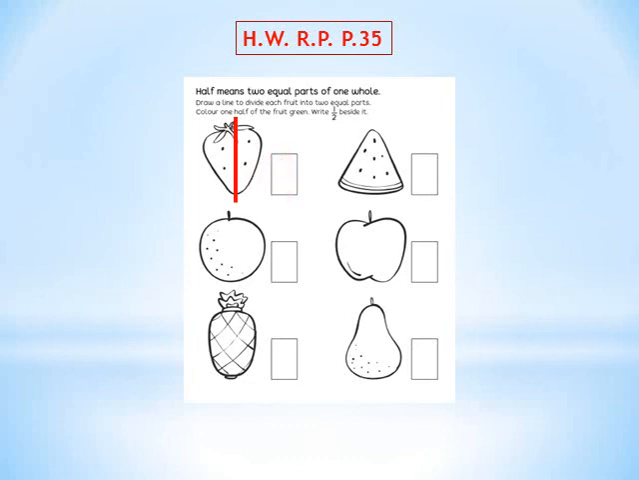What about this part of a piece of watermelon? I will divide it into half. How? I will draw a line through the middle. So now I have 2 parts that are equal. Color one of these parts. This colored part, how do I write it in fraction? It is 1 part of 2 parts. So I will write here inside this box 1 over 2. And you complete the page in the same way.